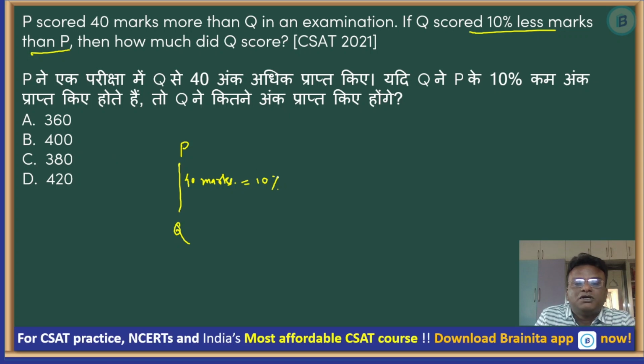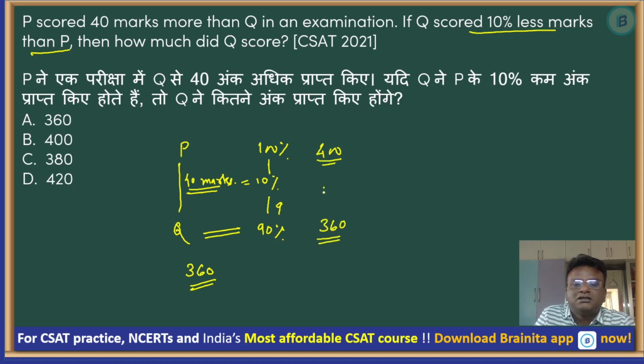40 marks is equal to 10%. 10% means what? If P scored 100, Q scored 90. So he scored 100%, then this guy scored 90%. That is the difference of 10%. This 10% is equal to 40 marks, but Q scored 90%. You have to multiply this 40 by 9 and not by 10. So this is 360 marks. P scored 400 marks, then Q scored 360. So now you see that this is the difference of 10%. This is the difference of 40.